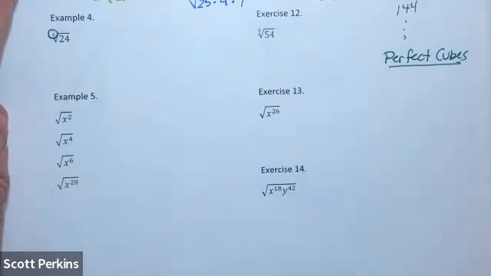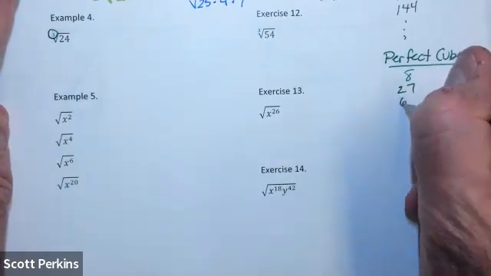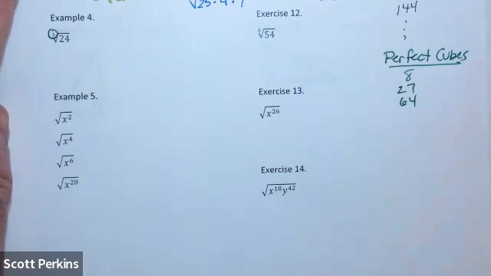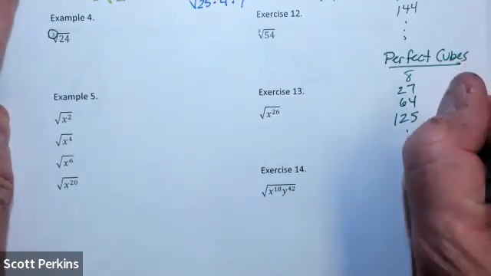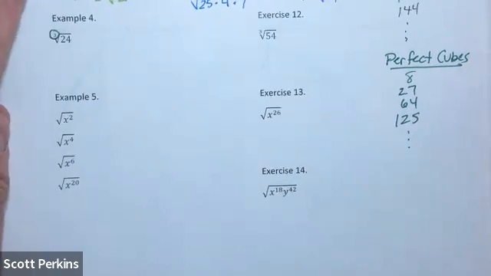2 times 2 times 2 is 8. 3 times 3 times 3 is 27. 4 times 4 times 4 is 64. I'm going to go just one more. 5 times 5 times 5 is 125. And you can keep doing that. Those are the perfect cubes. So it's a different list of numbers.